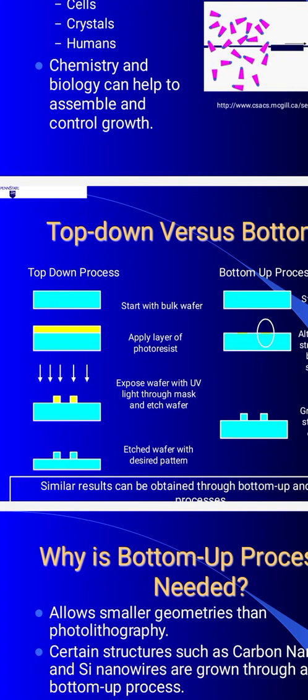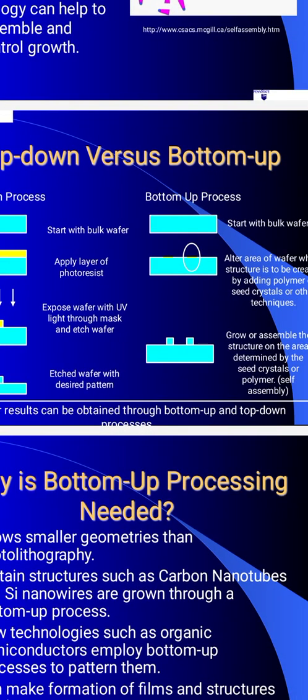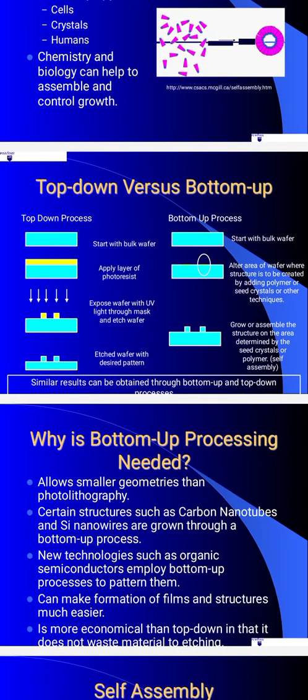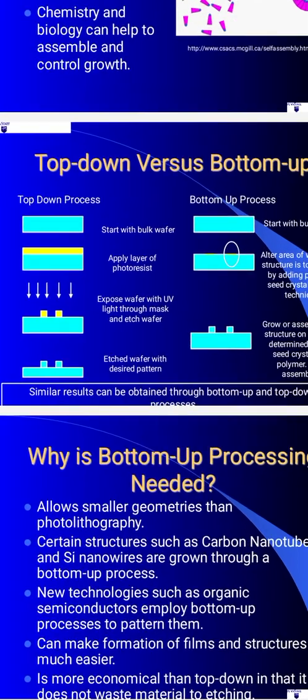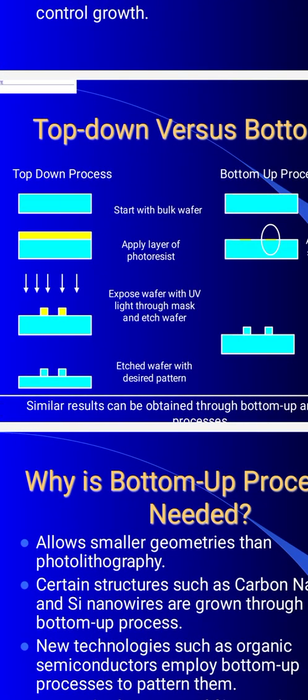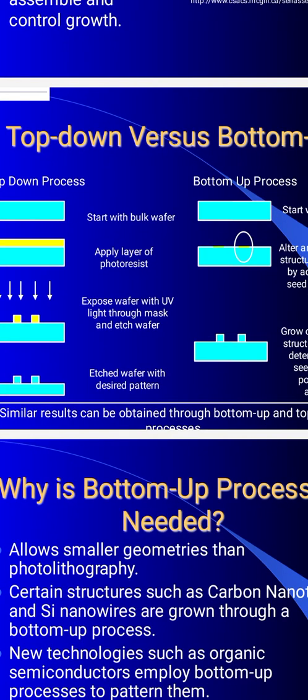The comparison between the top-down and bottom-up approach is shown here. Start with the bulk wafer for top-down and apply a layer of photoresist, then expose through the mask with UV light or any light beam, and then etch the wafer with the desired pattern.